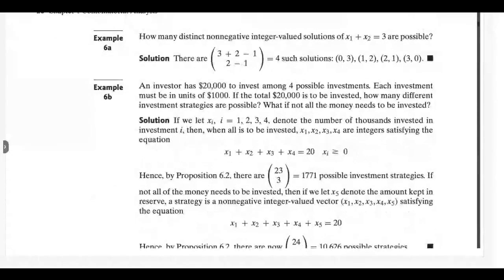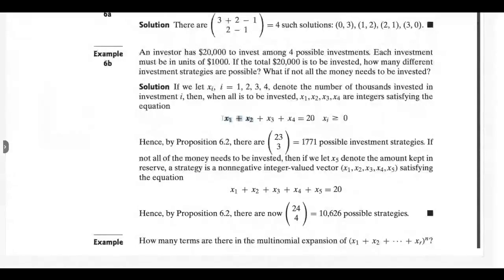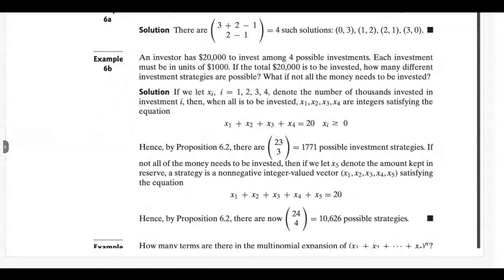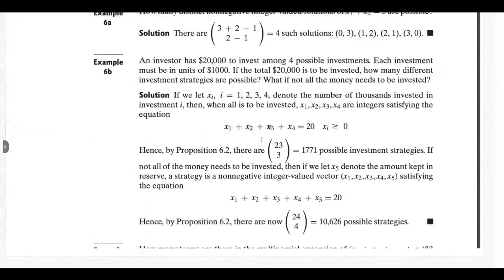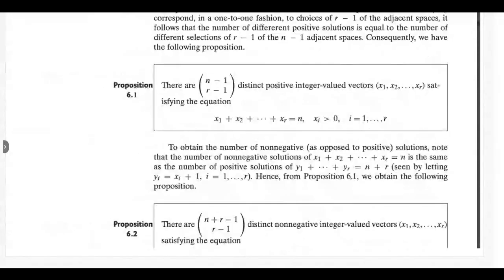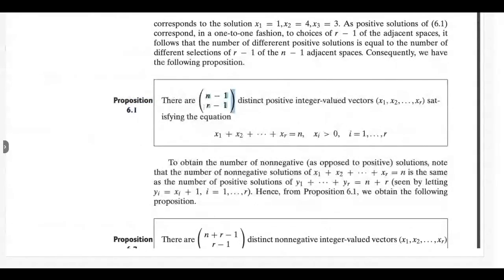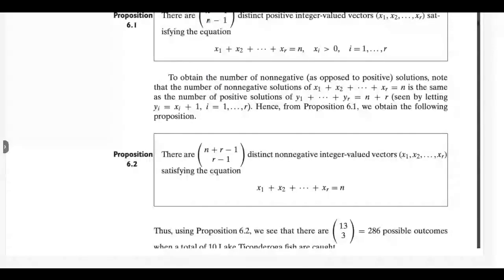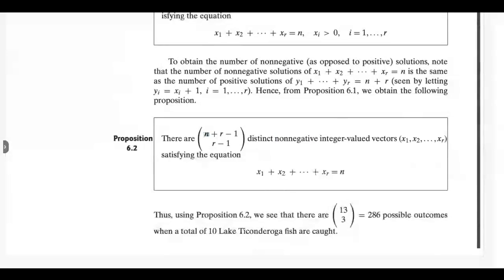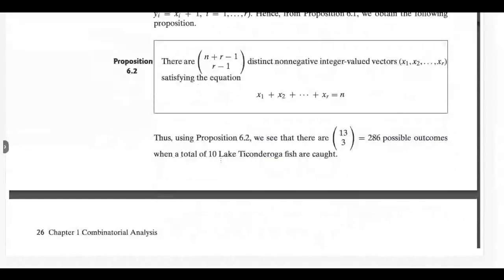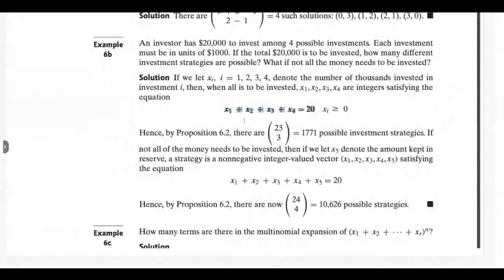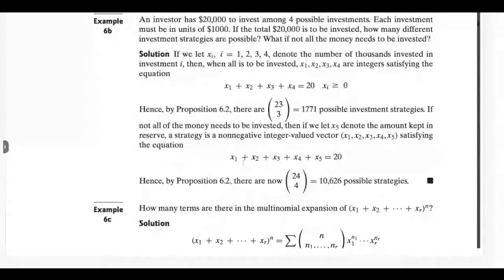Usually we'll have a question like this: how many solutions are there for this equation? We're given an equation equals a number. How many possible solutions? It depends on how the question is asked, whether zero is allowed for each one. If zero is not allowed, you use proposition 6.1: n minus 1 choose r minus 1. But most of the time, zero is allowed, which means non-negative integer solutions. So we'll do n plus r minus 1 choose r minus 1. That's how many solutions. Then you do the calculation. Without that, this seems difficult, right? That's the beauty of the 6.1 and 6.2 propositions.